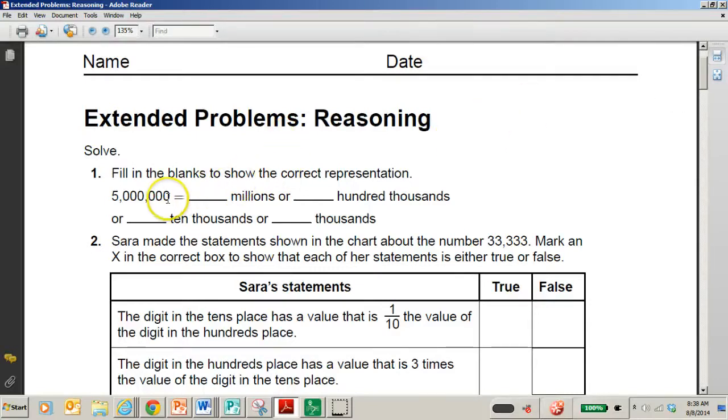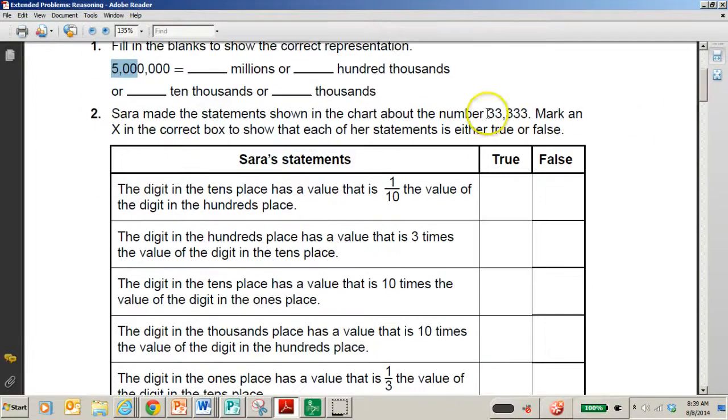So as you can see, place value is a big deal in fifth grade. We often assume kids understand place value, but maybe they can read and write numbers, but really understanding place value is something else. So fill in the blanks to show the correct representation. 5 million is 5 millions, or how many hundred thousands? Students aren't often aware that that would be 50 hundred thousands. How many 10,000s? Well, it's 500 10,000s. And again, this all relates back to that powers of 10 and how each digit becomes 10 times larger.